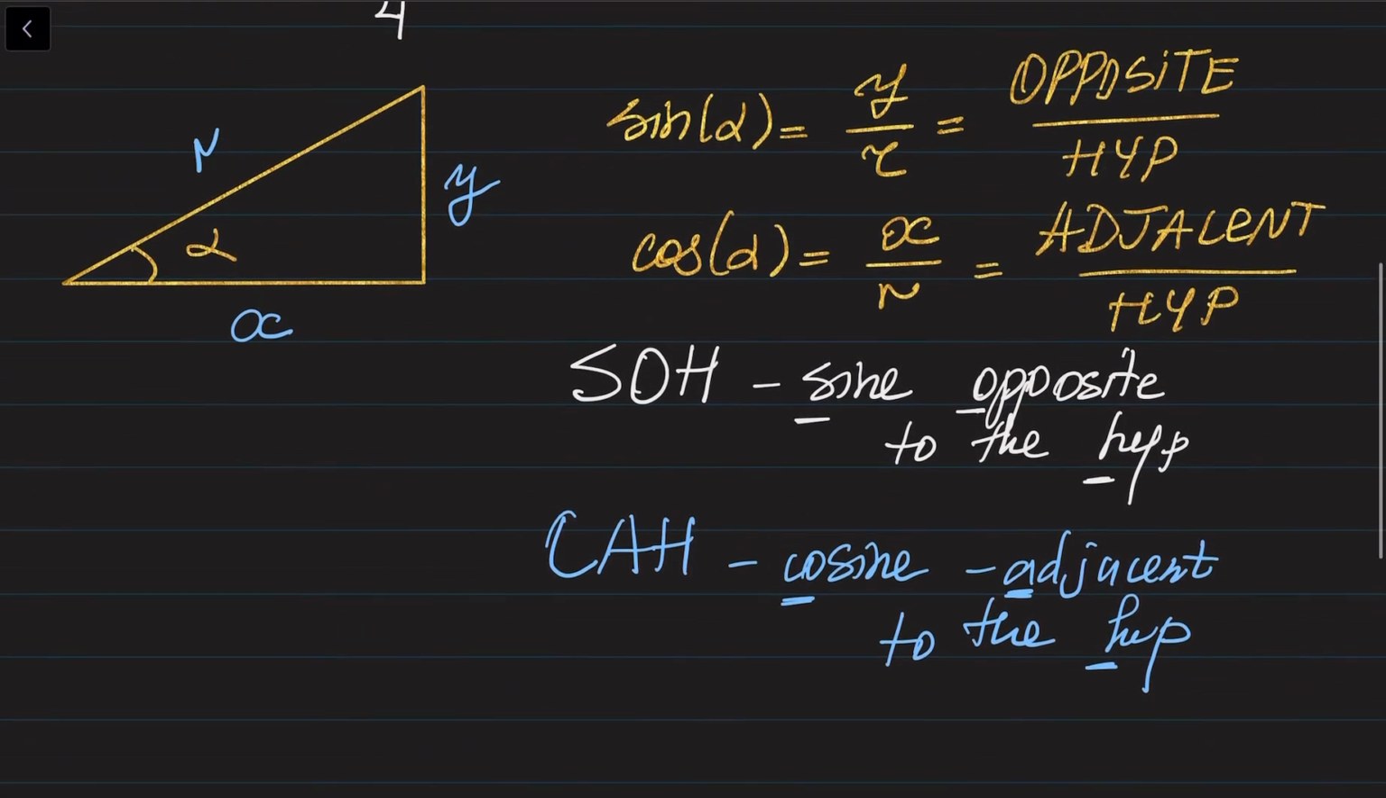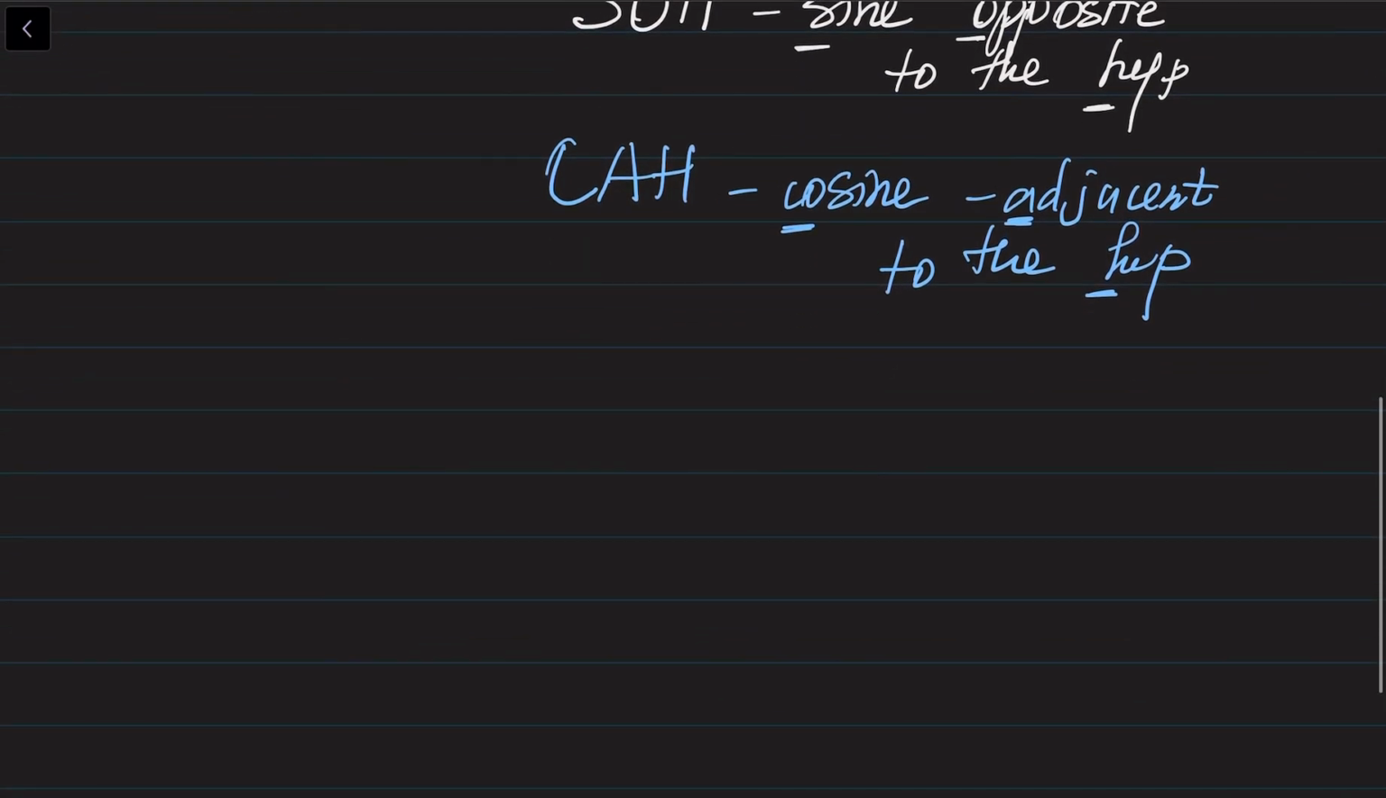So let's say we're given a simple triangle. So let's do an example of calculating these kinds of trigonometric ratios. Example.